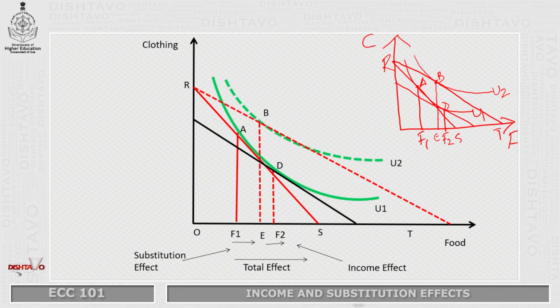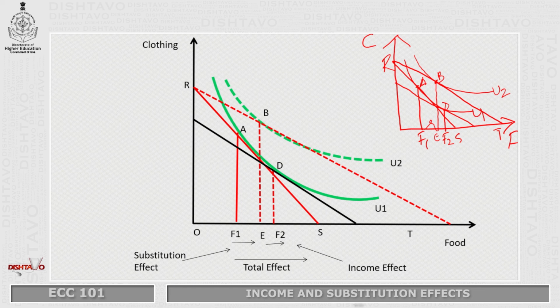But now, as I have told you, inferior goods are those goods whose consumption falls because your income is increasing. But here in this situation it is different. Why? If you see the substitution effect, which is shown from F1E, and the income effect, which is from E to F2, all you have to see is the distance or the gap between the two. This gap between F1E is greater than EF2, which means that the substitution effect is stronger than the income effect.